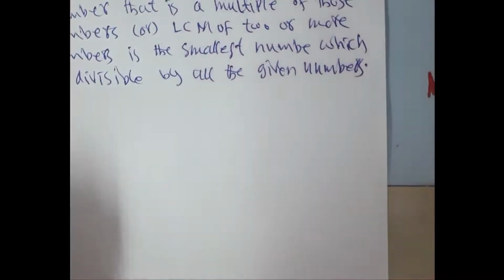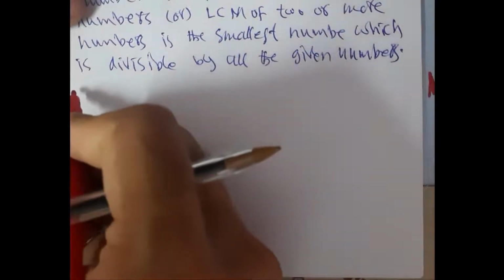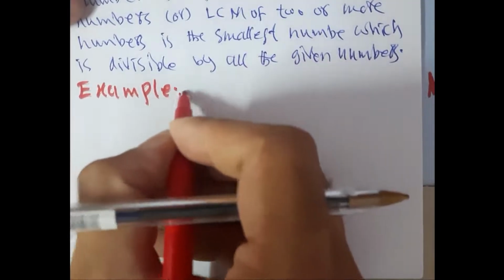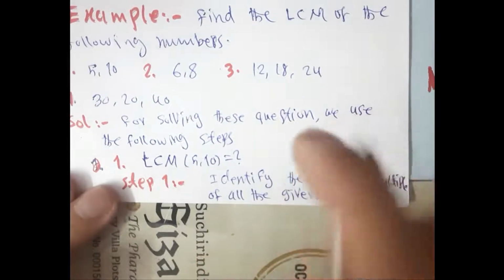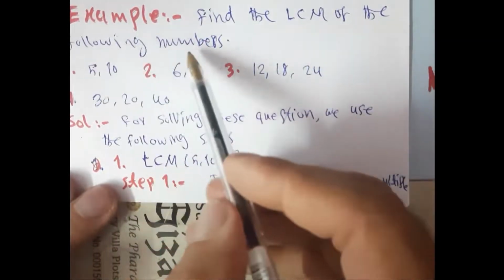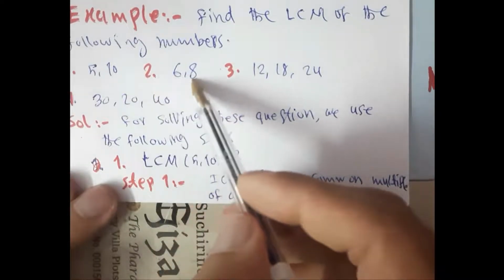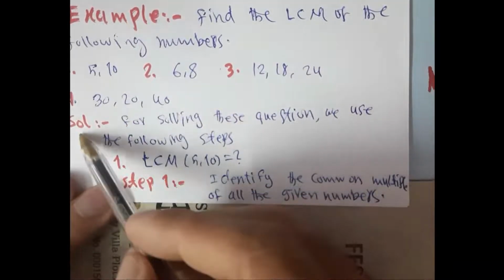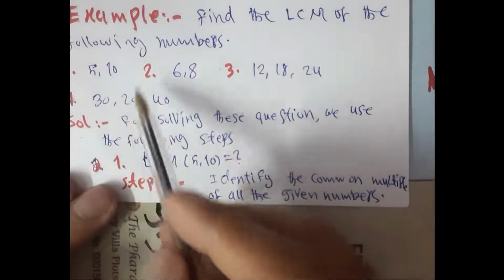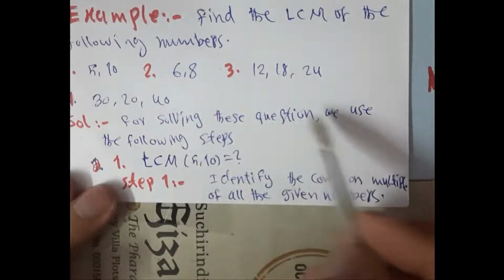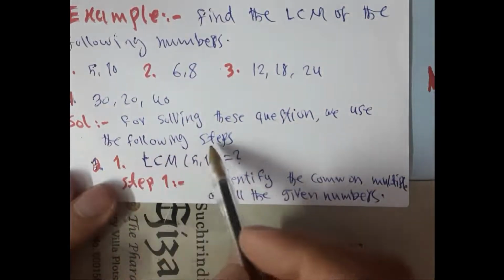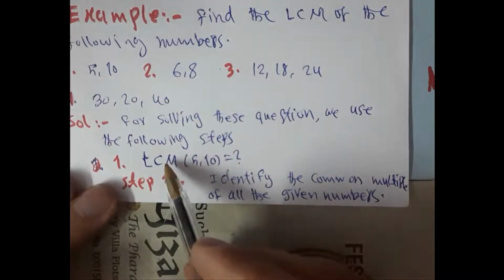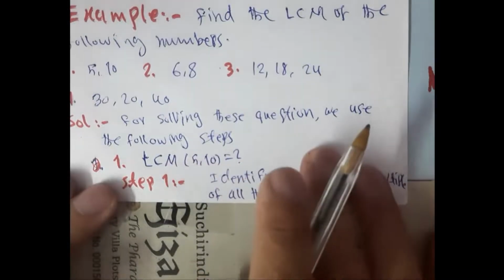Example: here is some example. Find the LCM of the following numbers. Number 1, 5 and 10. Number 2, 6 and 8. Number 3, 12, 18, 24. Number 4, 30, 20, 14. Now solution of this example. For solving questions 1 up to 4, we use the following steps. Number 1, we want to find the LCM of 5 and 10. LCM of 5 and 10 is equal to question mark.